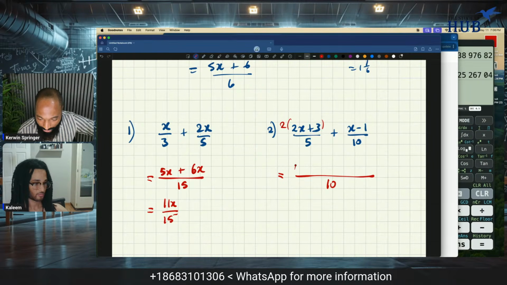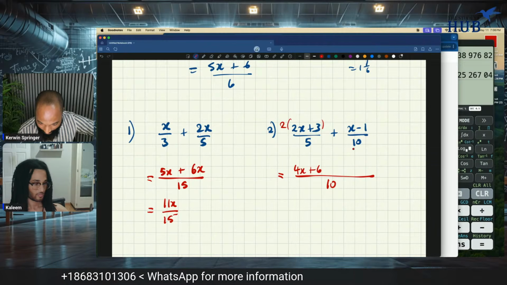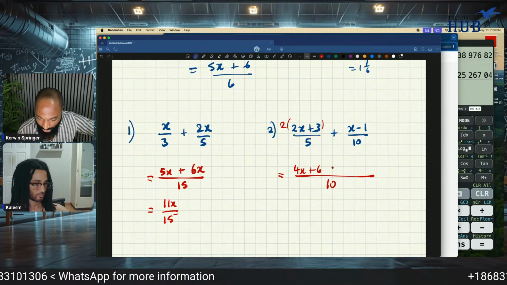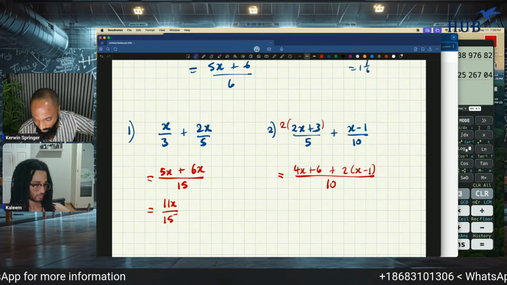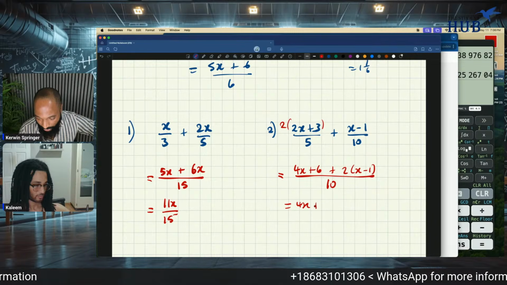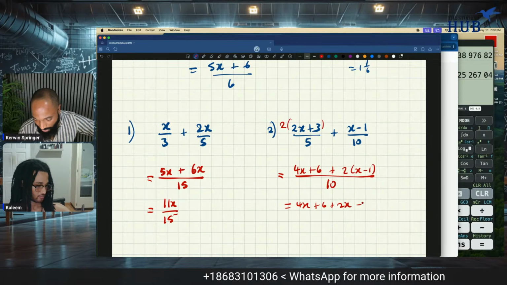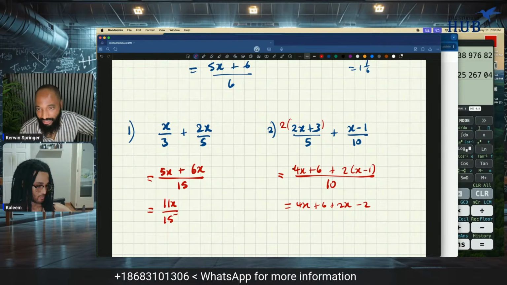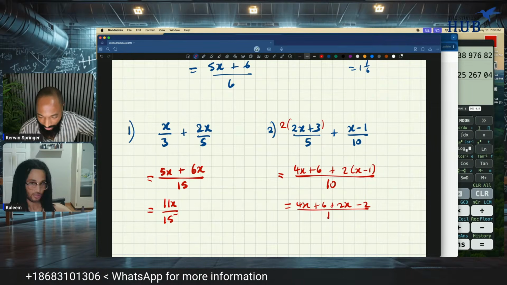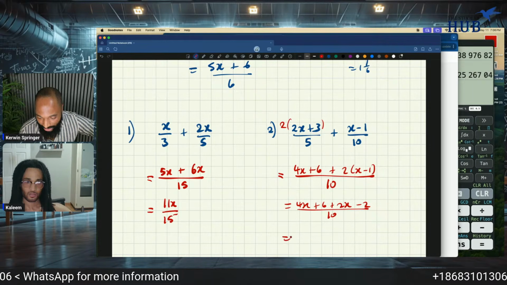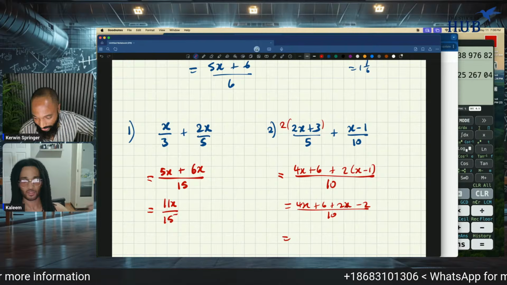So you'll get 2 by that is 4x plus 6. 10 could go into this 2 times, so you'll end up with 2 by x minus 1. So you'll get 4x plus 6 plus 2x minus 2, all over the 10. Class, are we cooking? And in the end, you'll end up with 4x plus 2x is?